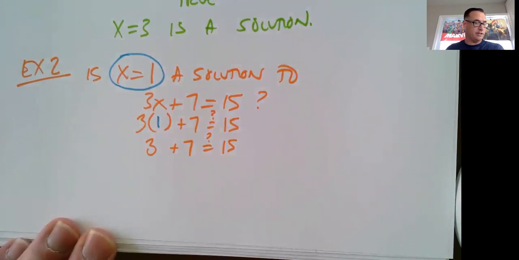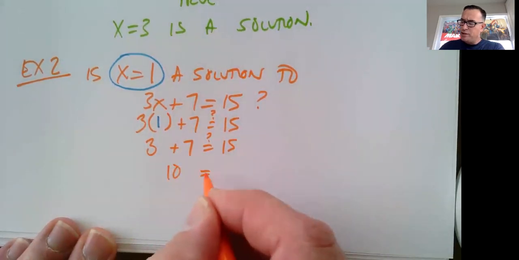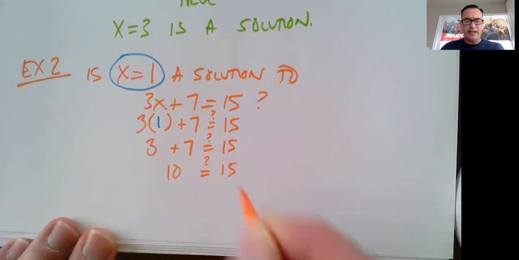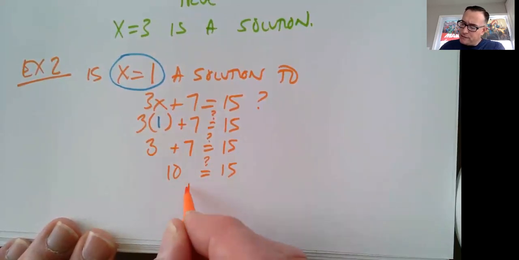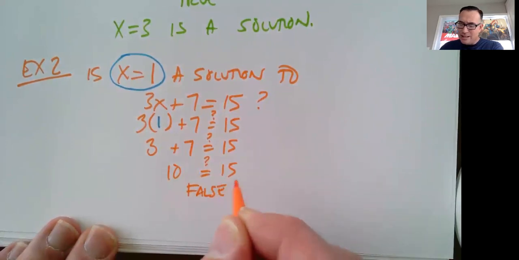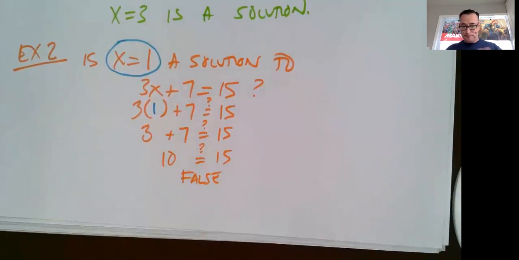Anyone? 3 plus 7? Yeah, it's 10. So I'm asking the question, does 10 equal 15? No. This is clearly an untrue statement. So this is false. And so now I've got to know what to do, okay? And this is the way that I want to go about doing this.